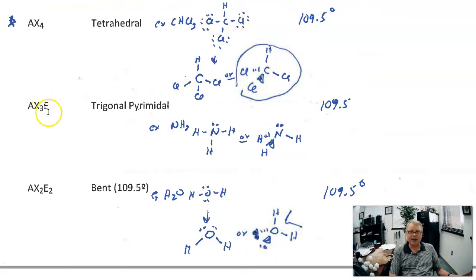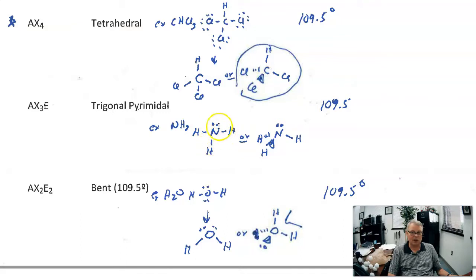Let's take a look at an AX3E. Your AX3E comes from your tetrahedral family, because you have four pairs of electrons around the central atom. It's just that they're not all being shared. AX3E means three shared pairs and one unshared pair on the central atom. An example of that would be ammonia, NH3. If you drew the dot structure for ammonia, which I know you can do, you'll find it looks something like this. Do you see why this is an AX3E?